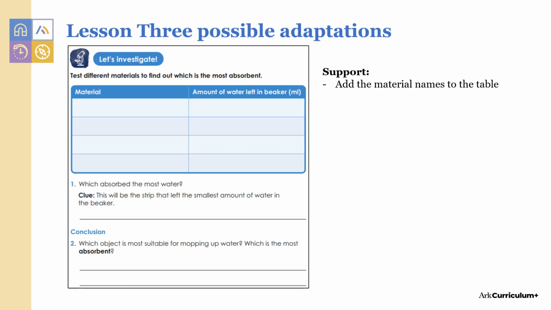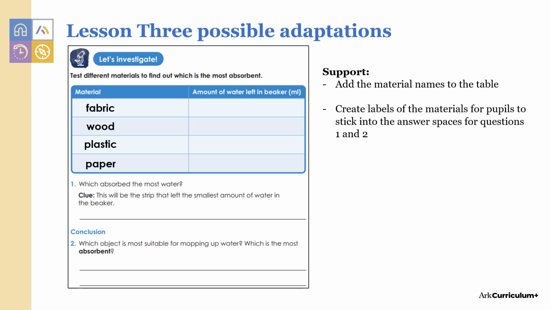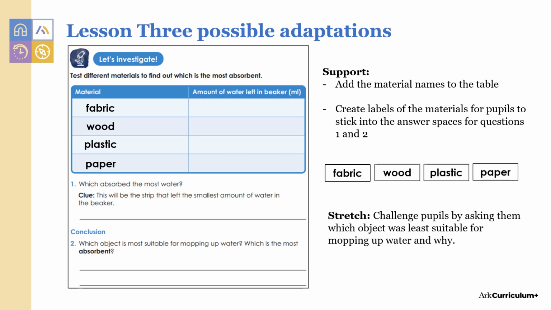In Lesson 3, pupils complete an investigation where they test different materials to find out which is the most absorbent. Support pupils by adding material names to the table. You could create labels of the materials for pupils to stick into the answer spaces for questions 1 and 2. And to stretch pupils, you can challenge them by asking which object was least suitable for mopping up water and why.